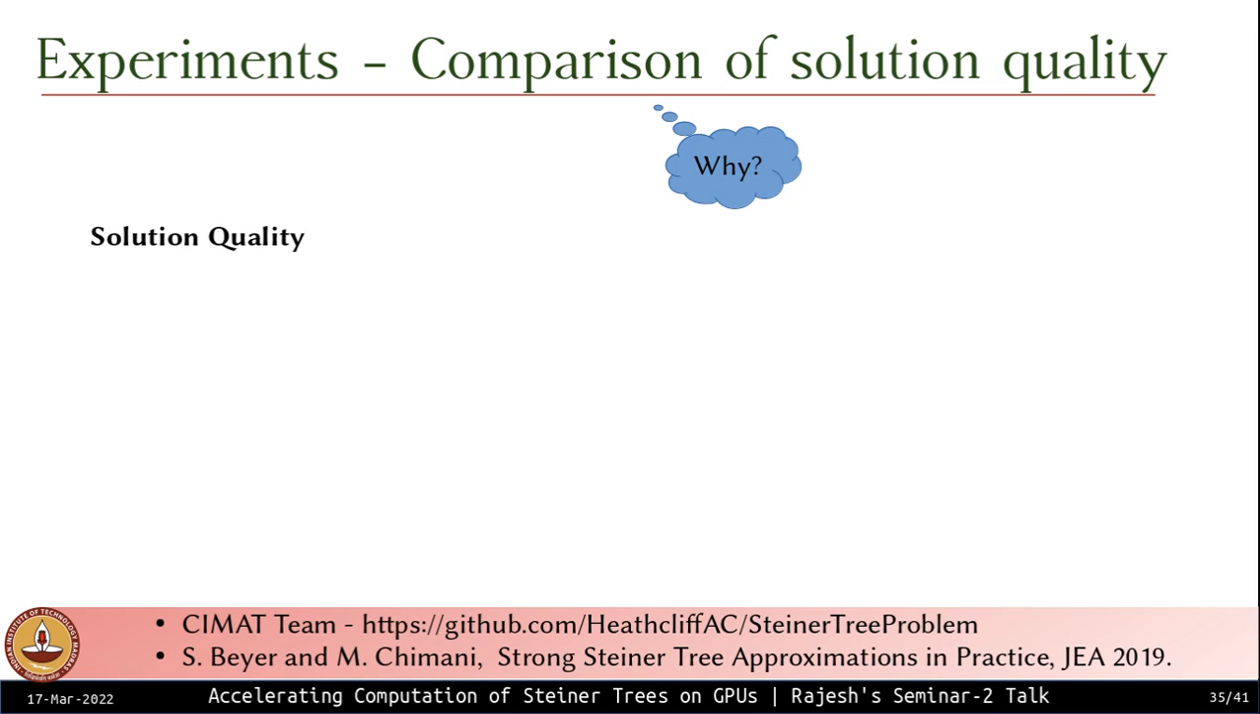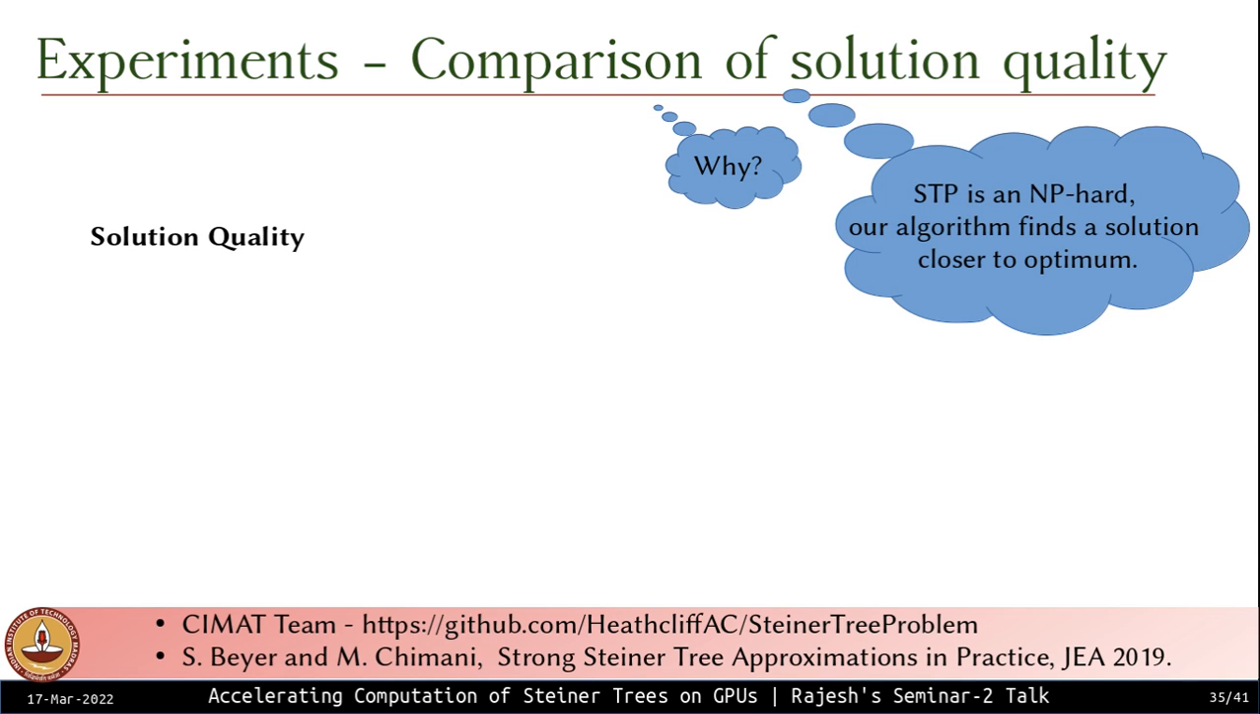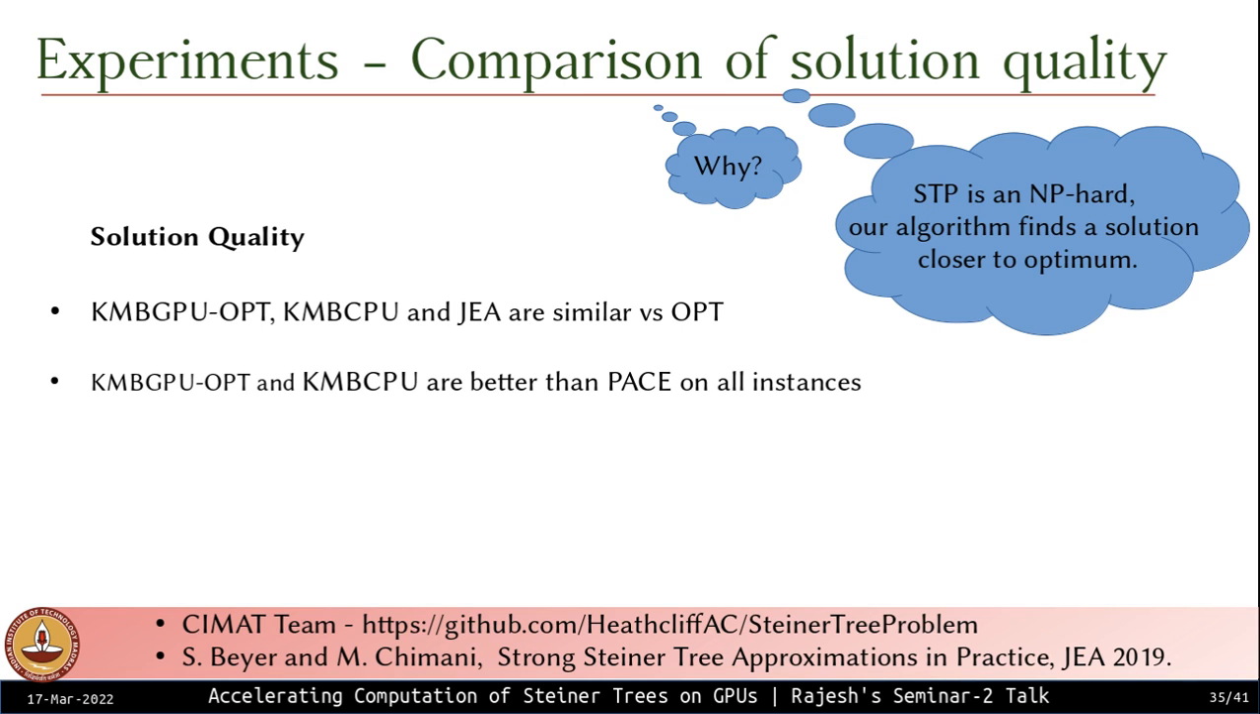Okay, comparison of solution quality. Why do we need solution quality? The problem we are working on is NP hard, and our algorithm is an approximation algorithm. So we don't generally reach the optimum solution, but our algorithm produces a solution which is close to optimum. So we should not only quantify the running time, we should also quantify the solution quality. Our GPU algorithm and CPU algorithm, along with JEA, were performing similarly in terms of quality when compared with the optimum solution.